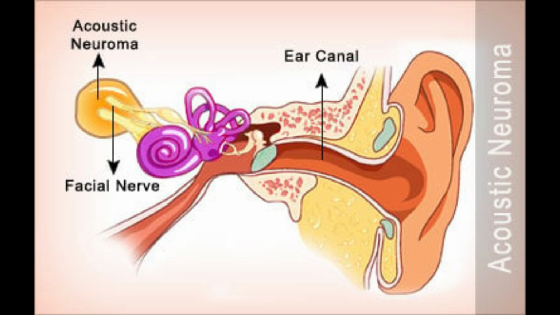Vestibular schwannoma, or acoustic neuroma. Acoustic neuroma is a benign tumor that grows on the vestibulocochlear nerve, which affects hearing and balance. Symptoms can include hearing loss, tinnitus, dizziness, and imbalance. Although benign, it can cause significant problems if it grows large enough. And just to be clear, vestibular schwannoma is another name for acoustic neuroma.